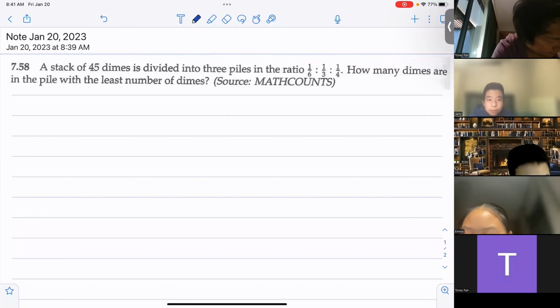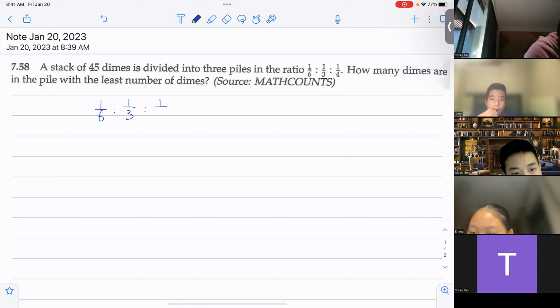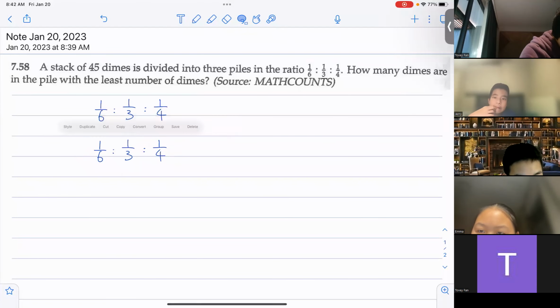Anyone? Is the LCM for all three fractions 12? Right. 12. So what do we do about this ratio? We just multiply, like, 1 over 6 times 12, 1 over 3 times 12, and 1 over 4 times 12. Very nice. Okay, very good.